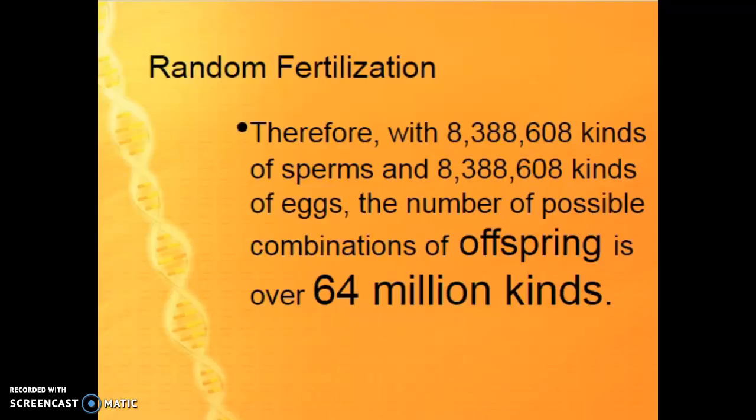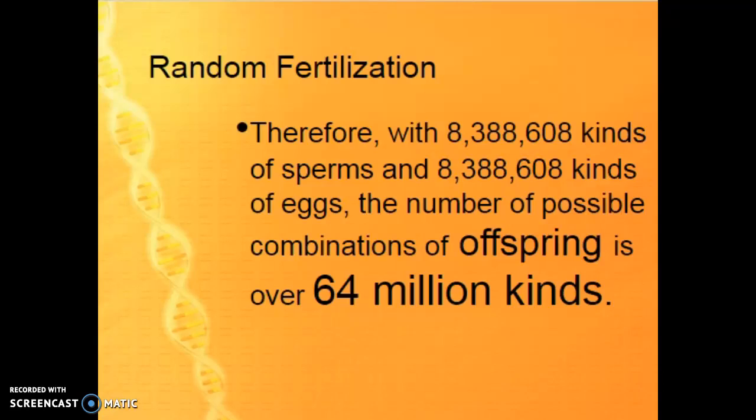So, we looked at a little bit of math in part 2. We said there are 8,388,608 different versions of sperm cells that I can create, and the same number of eggs that my wife can create. Put those together, that means that there are over 64 million combinations of my chromosomes and my wife's chromosomes.